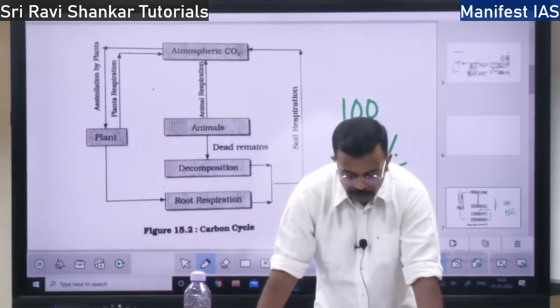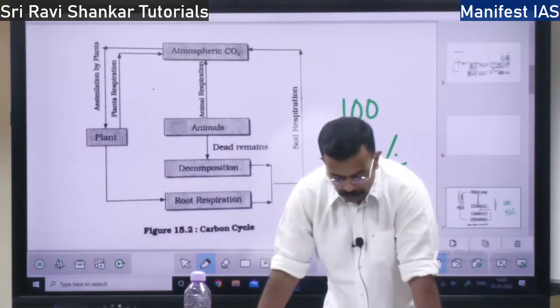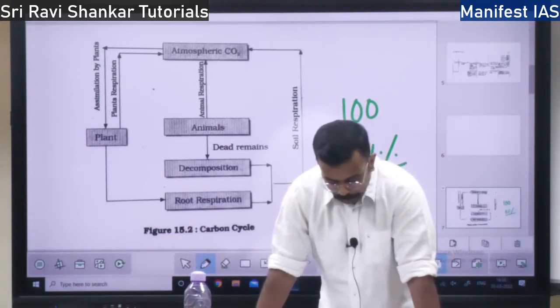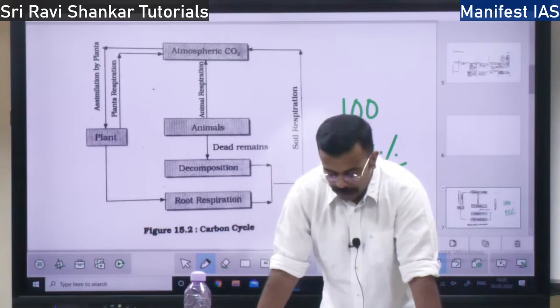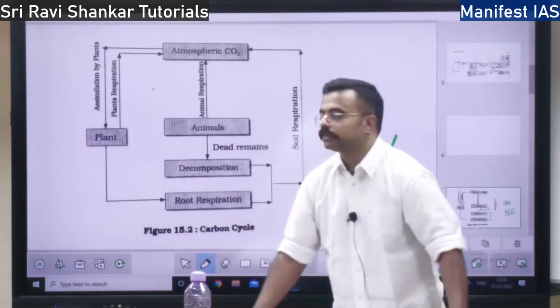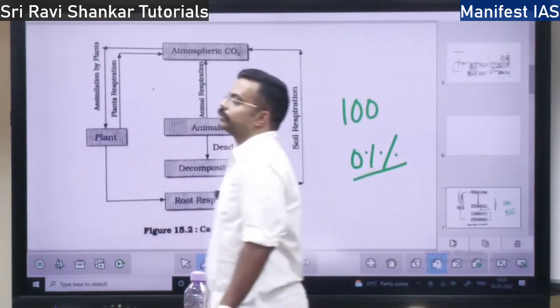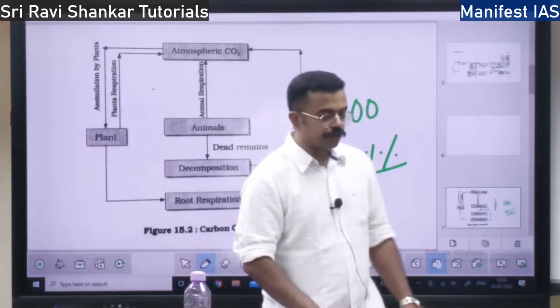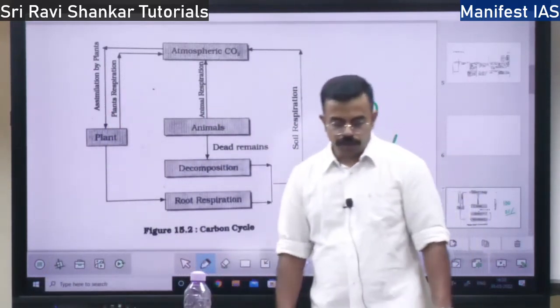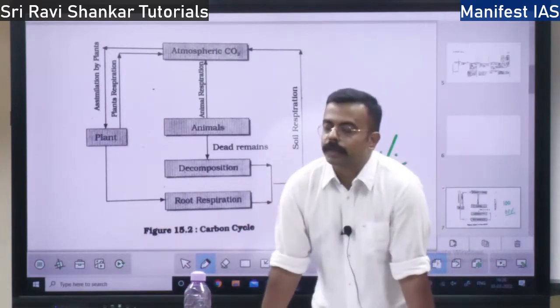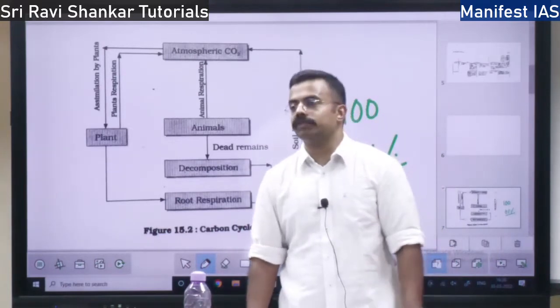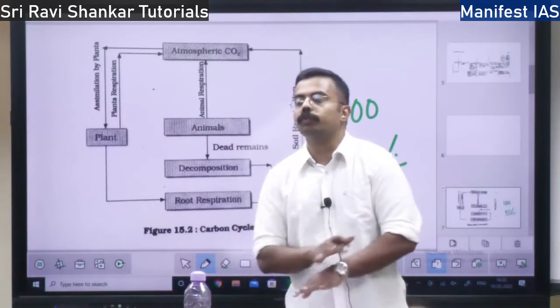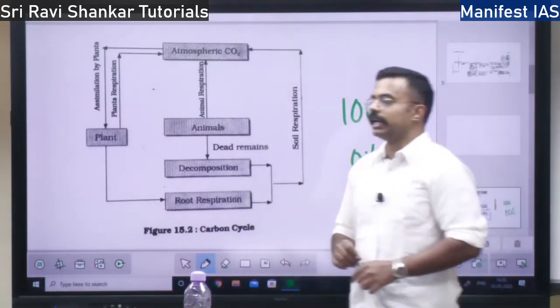So in the atmosphere and hydrosphere, there is a balance of chemical elements. Means what? See, why should these cycles be there? I told you carbon dioxide cycle. First of all, why should there be a cycle? Because in the atmosphere and hydrosphere, there will be an imbalance of the chemicals, right? So to balance the chemicals.